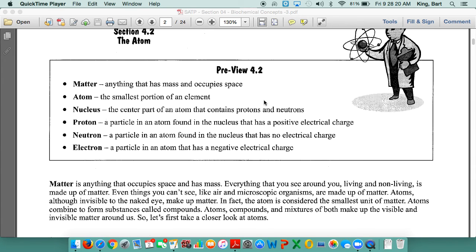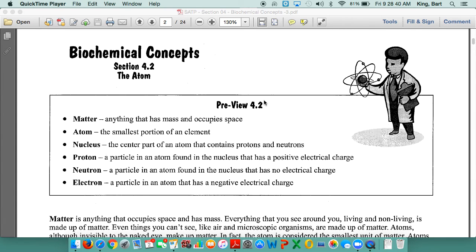Atoms are made up of protons, neutrons, and electrons. The mass of the atom is located in the nucleus. That's where the mass of the atom exists, in the nucleus. The nucleus contains the protons and the neutrons. The electrons are orbiting around, like in the picture of this scientist holding an atom. The nucleus is in the middle. It contains the protons and neutrons. And then the electrons are orbiting around as little dots around the nucleus.